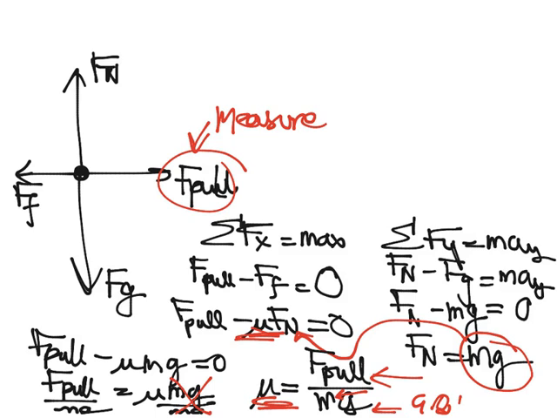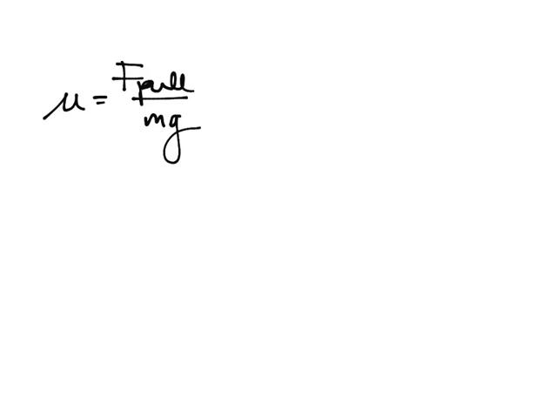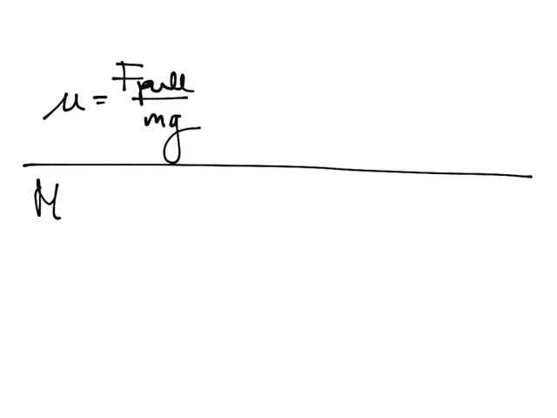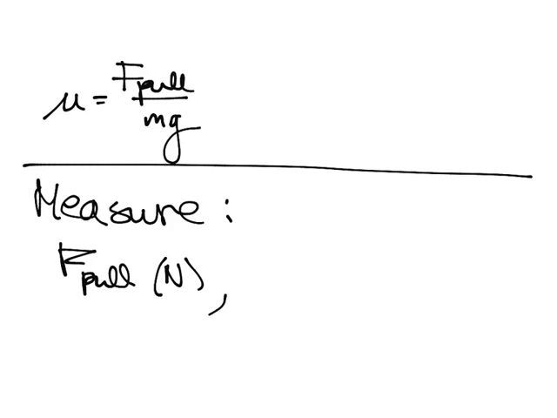So now I have the thing I want in terms of things that I can measure or things I know a number for. Alright, so we have mu equals F pull over mg, and we want to know, what do you actually measure? These are the things you measure. You're going to measure F pull in newtons, and you're going to measure the mass in kilograms or in grams. Actually, you're probably going to measure them in grams because that's what we have available. And we know g is equal to 9.81.